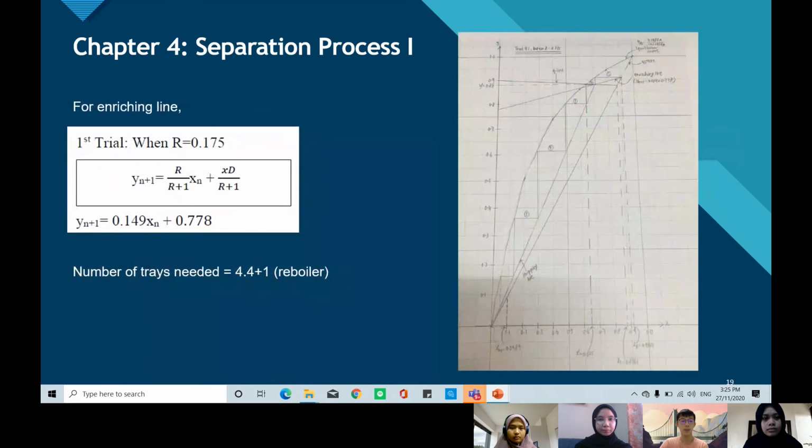We have conducted 2 trials where the first trial is when R is equal to 0.175 and the enriching line equation is determined. In this trial, we have determined the number of trays needed to be 4.4 plus 1 reboiler.